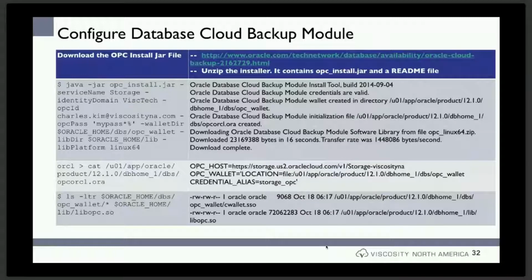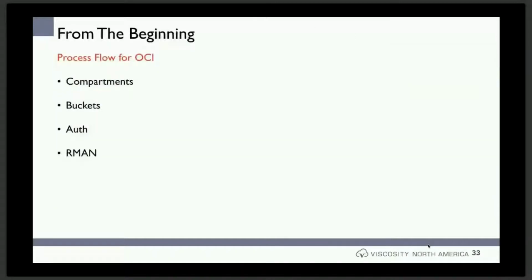Okay, and I specify the service name to be storage, which basically means that I'm going to object storage, right? And then you can see on the right side what that looks like from an output perspective. And it will actually create in my Oracle Home DBS directory a file called opc sid.ora, just like we have Oracle init sid.ora. And it will actually define in there the REST endpoint for my storage, plus the wallet location that I specified during the install, okay?